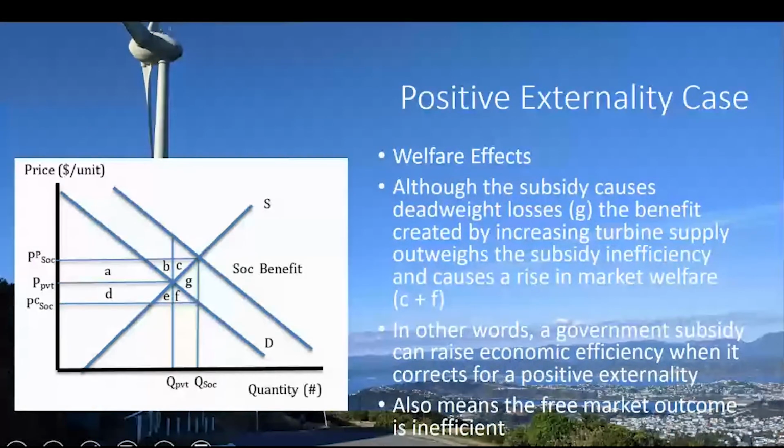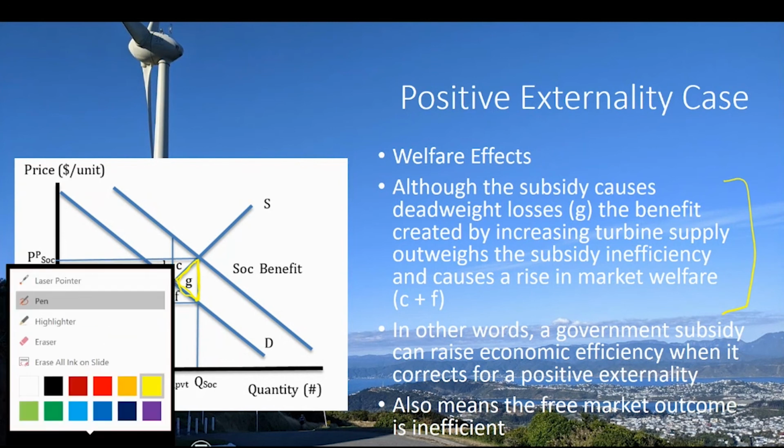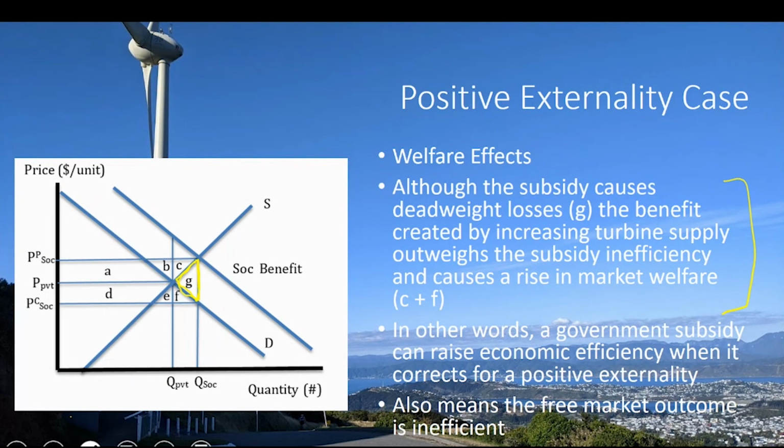All right, so summary here. Although the subsidy causes a deadweight loss, you'll remember that we highlighted this particular area here as what's going to be left over as a cost to just the subsidy alone. And that's the deadweight losses that are accruing as a result of the subsidy. But the deadweight losses are going to be outweighed by the benefits they're going to accrue, and the benefits are given by this whole area here. Okay, so the benefits are the red area. The costs, because of the subsidy, is given by the yellow area, G, and we're left with the positive net effect given by C plus F.